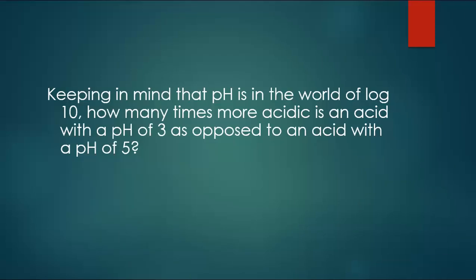Keeping in mind that pH is the world of log 10, how many times more acidic is an acid with a pH of 3 as opposed to an acid with a pH of 5? Most people on the street would go, well, from 5 to 3, that's 2 times. And they would be wrong. Because if you're in log world, you're in the world of 10. In our world, everything is 1 apart. But in this world, everything is 10 apart. So it's 10 times 10, 100 times.